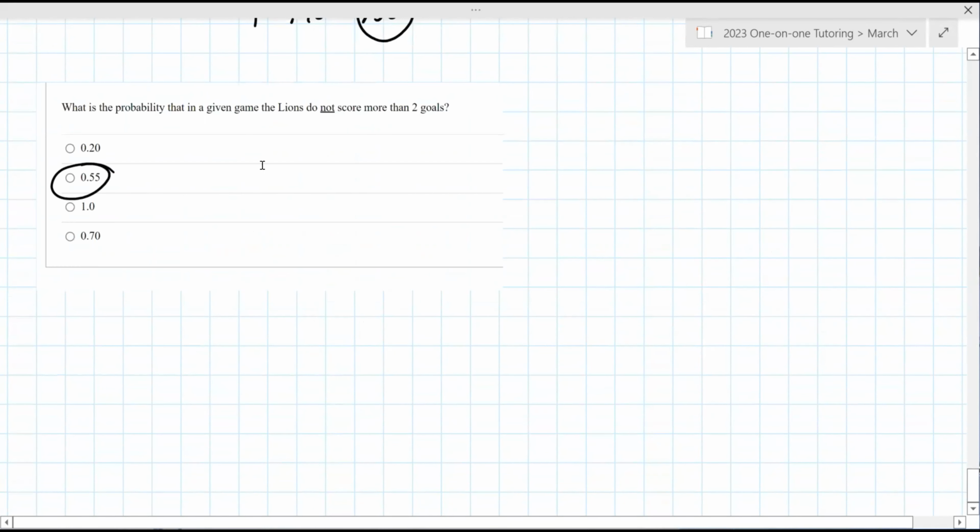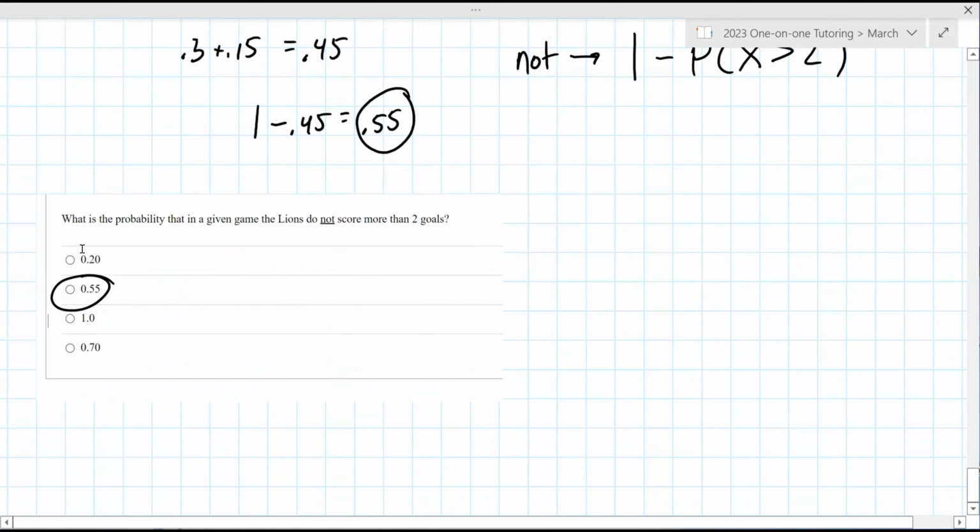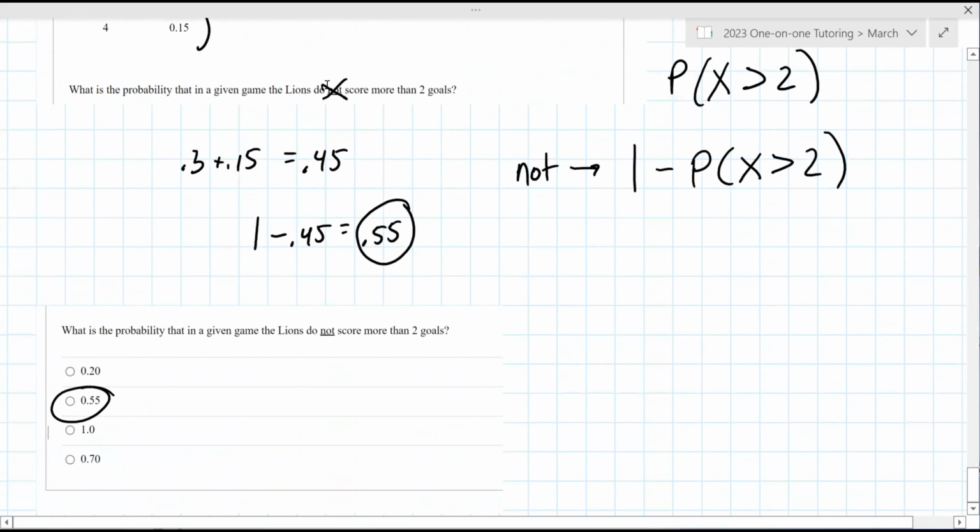It's nice that they didn't actually put in the 0.45. I probably would have, just to see if you would choose the wrong number. But you have to be very careful to distinguish between the two of them. All right, new problem here.